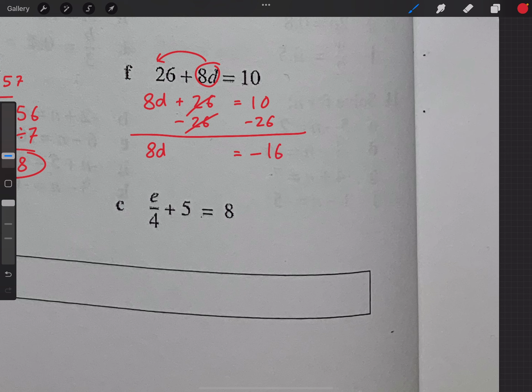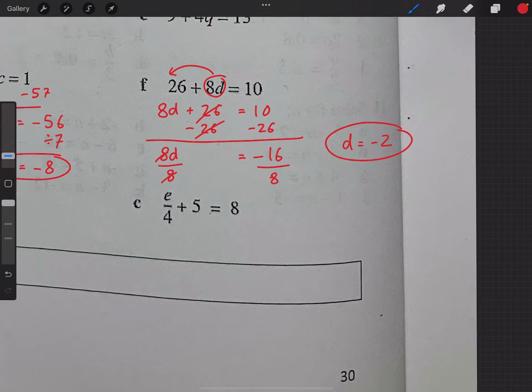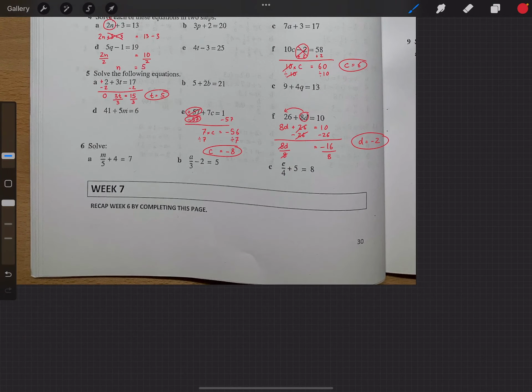And now we just divide both sides by 8 to get rid of the 8. And the answer is going to be d is equal to, so what's negative 16 divided by positive 8? A negative divided by a positive will be a negative. 16 divided by 8 is 2. Oh, sorry, negative 2, d equals negative 2. And that's the answer. Okay, the rest you should be able to do by yourself.